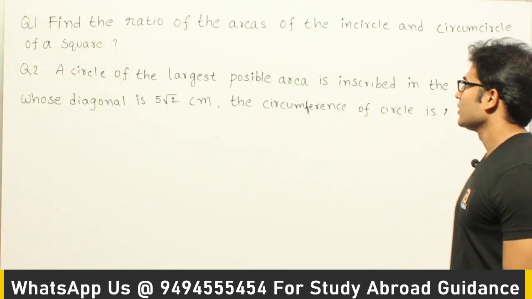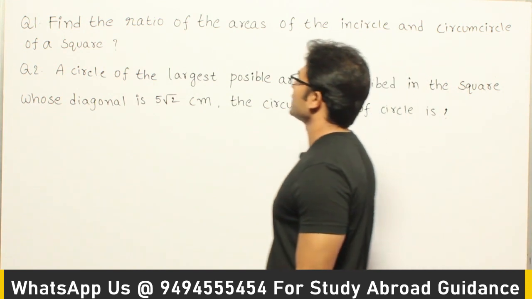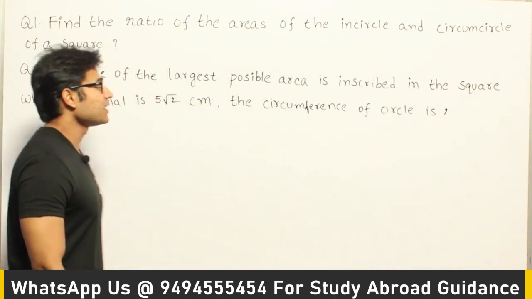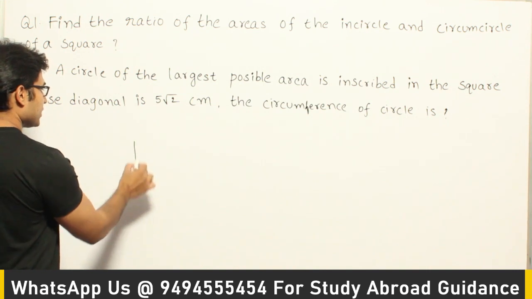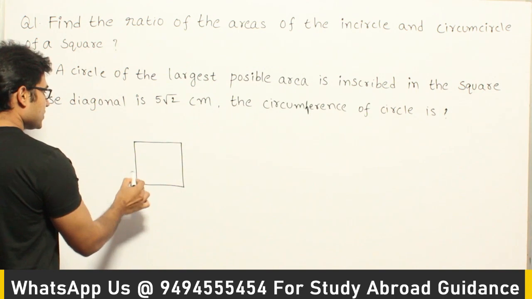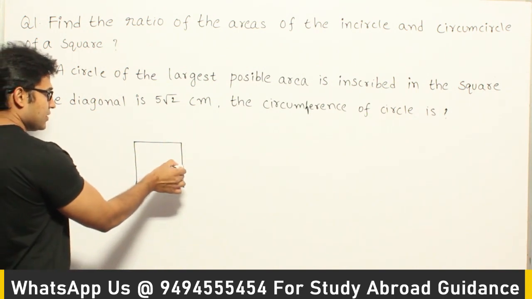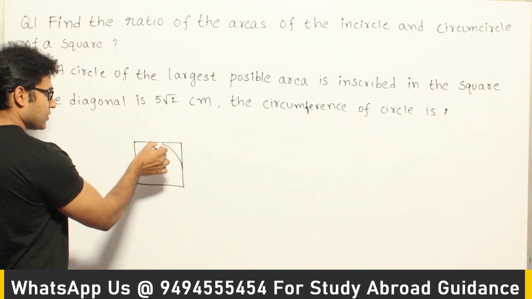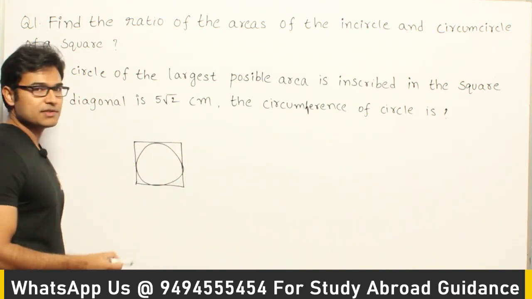Let's see this question. Find the ratio of the areas of incircle and the circumcircle of the square. So they are talking about incircle and circumcircle. If you want to understand what is incircle and circumcircle, if you have a square, now if you draw a circle inside this square in such a way that the circle is touching all the sides of the square this way, then this is called as the incircle.